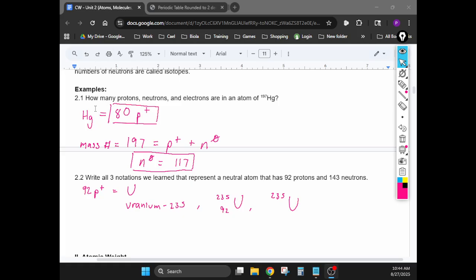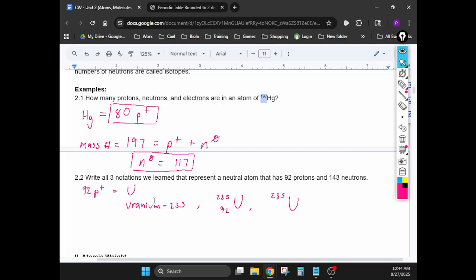So 2.1, Hg, mercury, is 80 protons. For that, you just look at the periodic table. The number on top of the box is 80, so that's how you get the protons. For the neutrons, we can see that the mass number is 197, so you just do 197 minus 80. That should give you 117 neutrons. Everybody good with that? Okay.